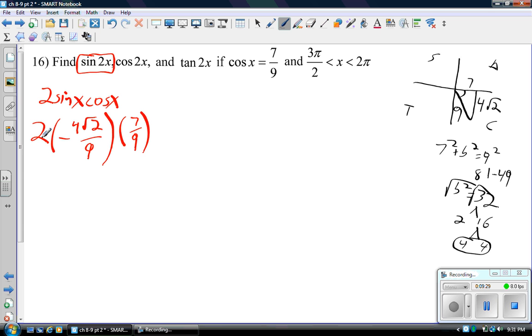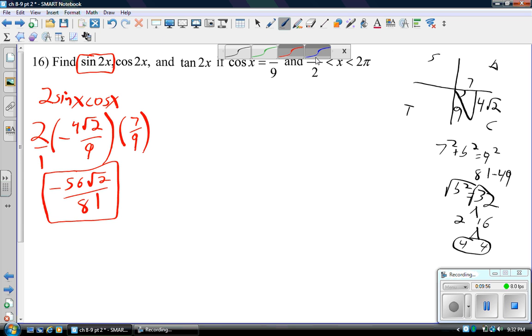And just multiply it all together. So really, again, that's 2 over 1. So 2 times 4 times 7, I believe that is 56. So I'm going to have negative 56 root 2. So I still got that root 2 in there. All over 9 times 9, 81. Not intuitively obvious, but that is the sine of 2x.